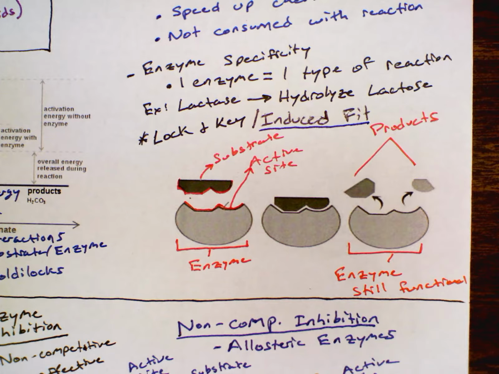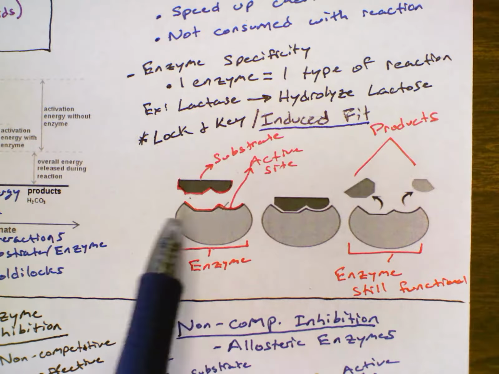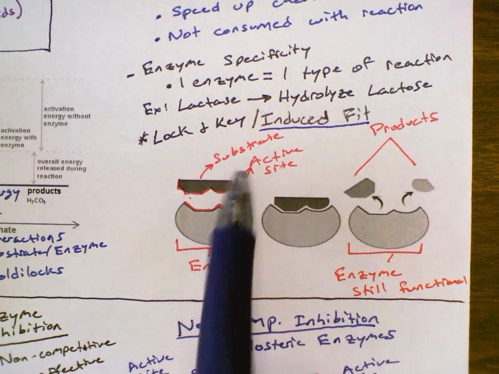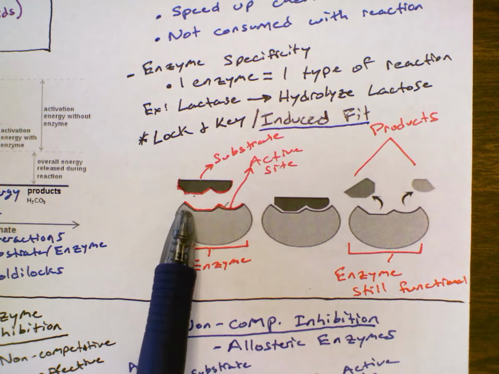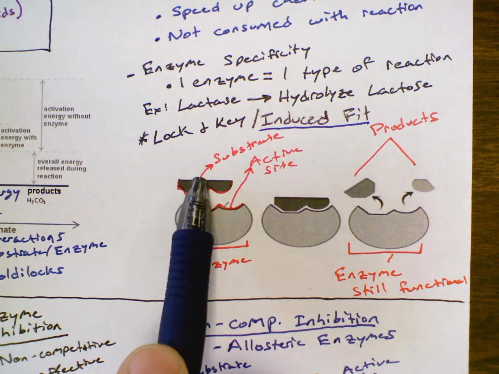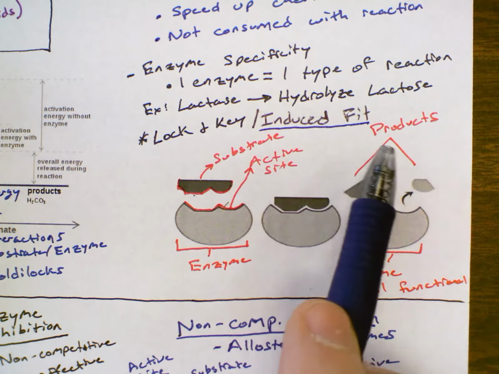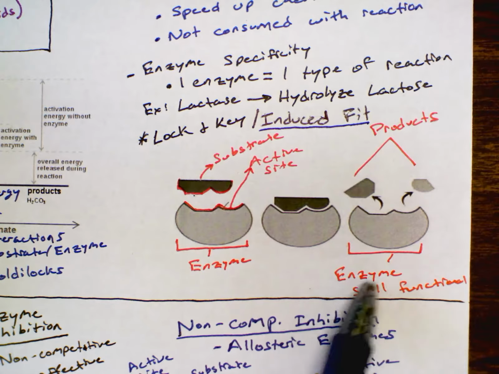So here is the enzyme. The enzyme is the protein itself, and it's going to have this particular active site. The substrate is the thing that the enzyme is trying to break down. And what we'll see is that the substrate will fit in with the active site, and then we can generate products based on the activity of that enzyme. And in order to be an enzyme, this thing must still be functional after it's done.